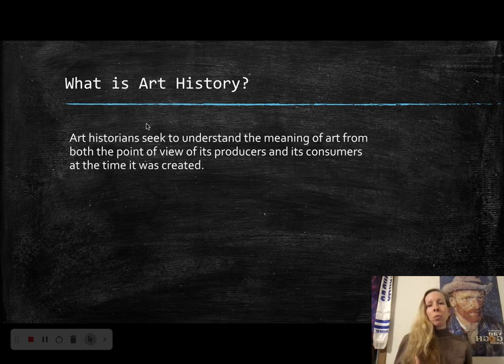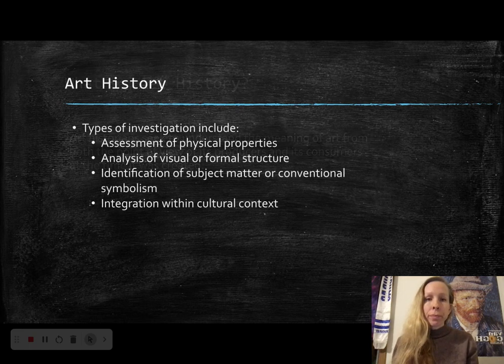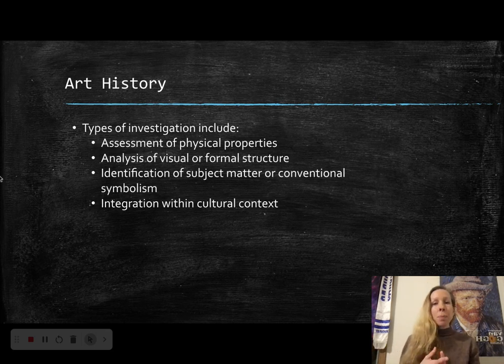And then also, what is art history? That's a big question. Art historians seek to understand the meaning of art from both the point of view of its producer and its consumers and the time it was created. All right, so types of investigations include assessments of the physical properties. These are the four things. And then I'm going to pause after this and stop the video and reiterate really quickly what I want you to do this week.